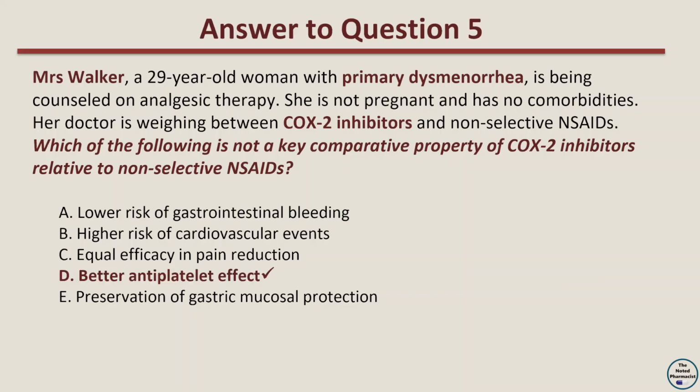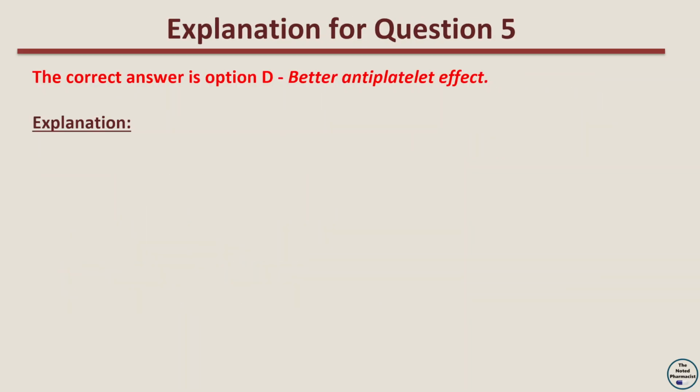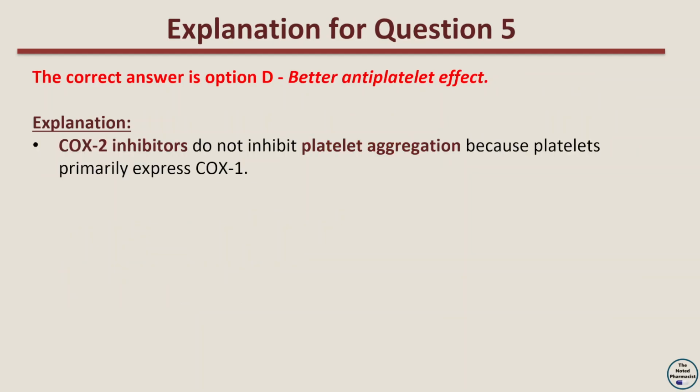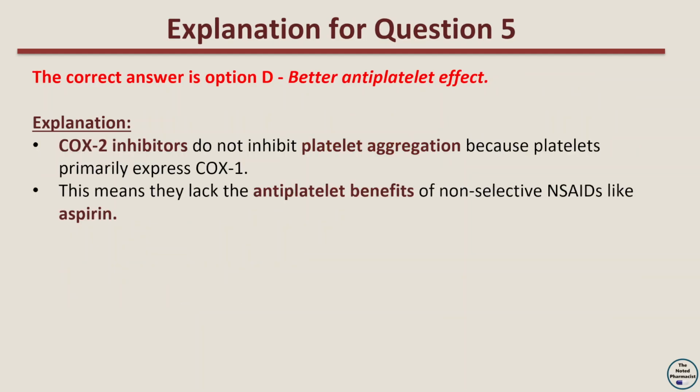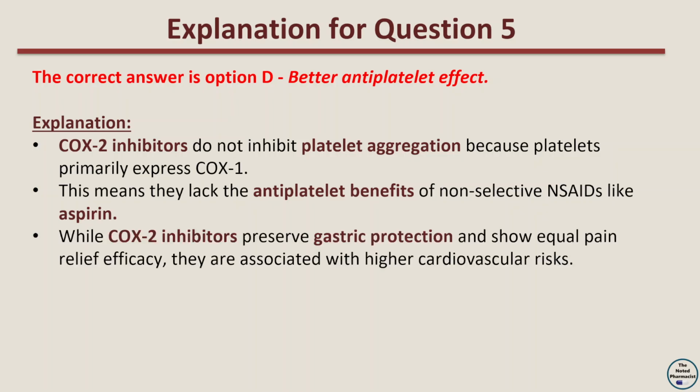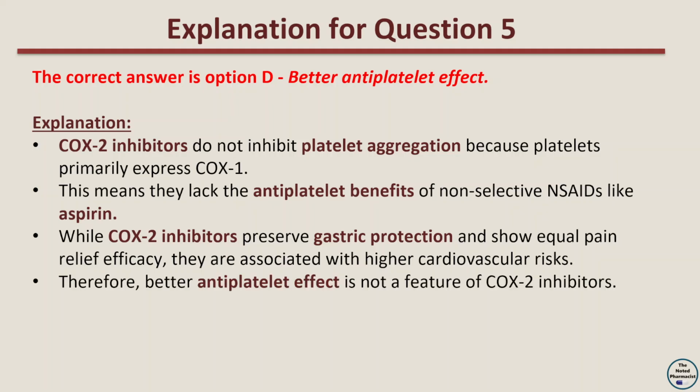The correct answer is option D, better antiplatelet effect. The explanation is that COX-2 inhibitors do not inhibit platelet aggregation because platelets primarily express COX-1. This means they lack the antiplatelet benefits of non-selective NSAIDs like aspirin. While COX-2 inhibitors preserve gastric protection and show equal pain relief efficacy, they are associated with higher cardiovascular risks. Therefore, better antiplatelet effect is not a feature of COX-2 inhibitors.